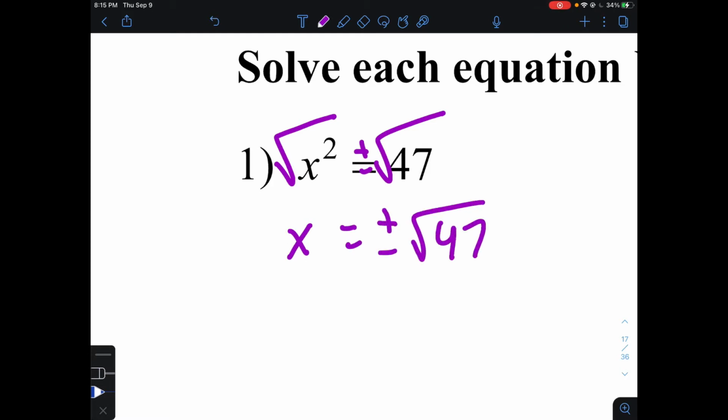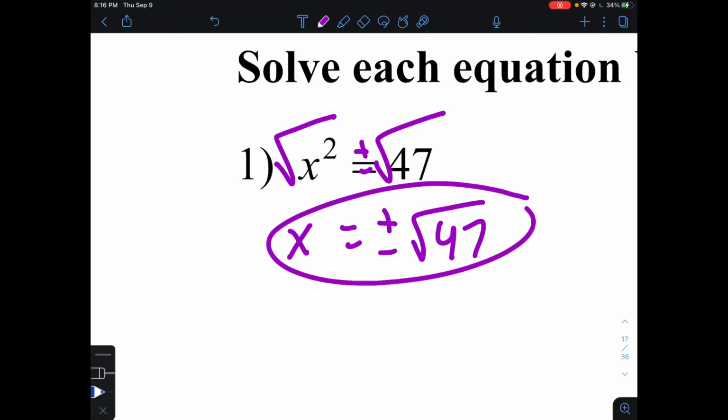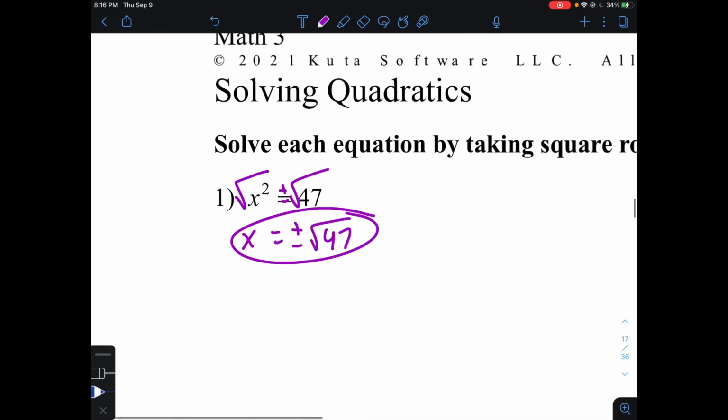At this point, you want to see if you can break root 47 down. You would go back to thinking of how you simplify radicals, and you would see if any perfect squares go into 47. Spoiler alert, none do. So your answer here would just be this. Let's say you didn't know that. You would have to go ahead and do 47 divided by 36, 47 divided by 25, 47 divided by 16, 47 divided by 9, and 47 divided by 4. None of those work, so we're stuck with just plus minus root 47.